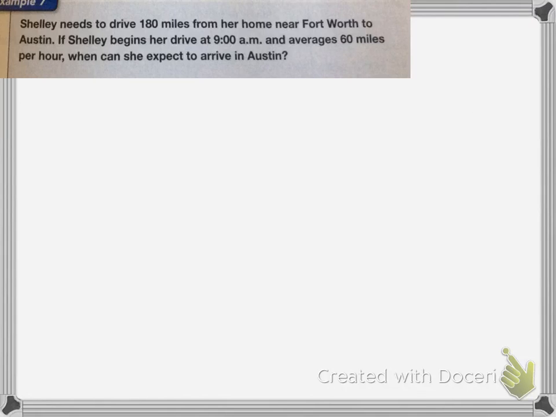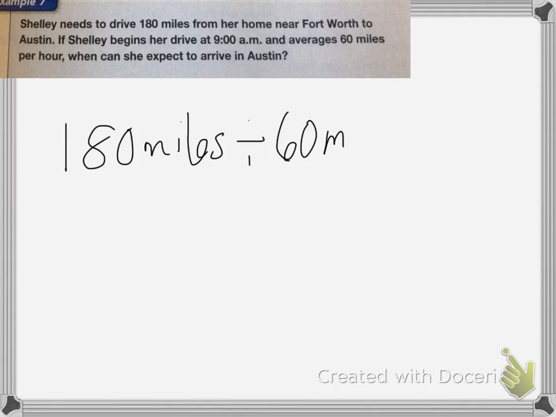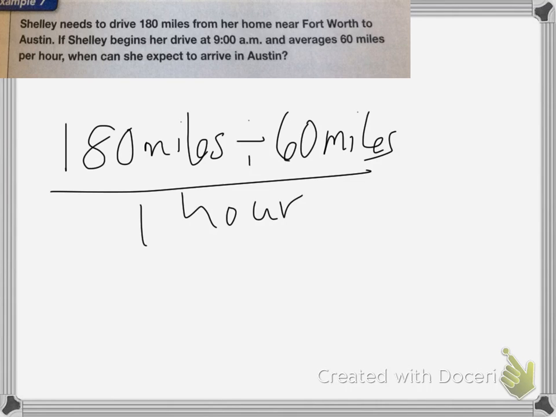Okay, so 180 miles divided by that 60 miles per hour. I would take that and figure out 180 divided by 60 equals 3 hours. Okay, because those miles would cancel.